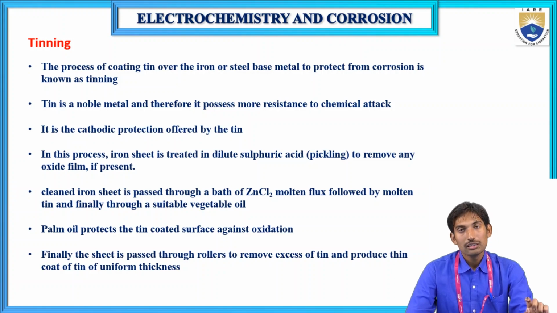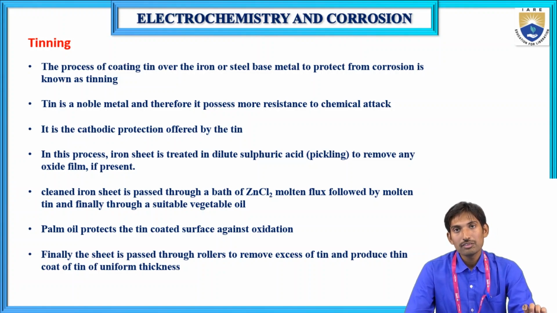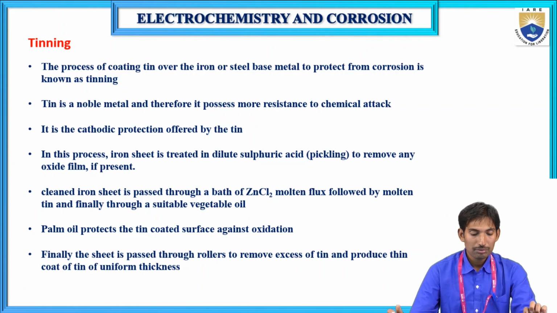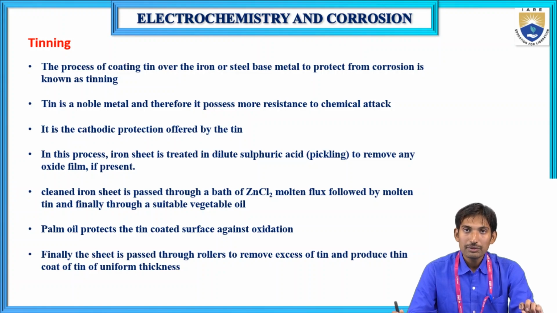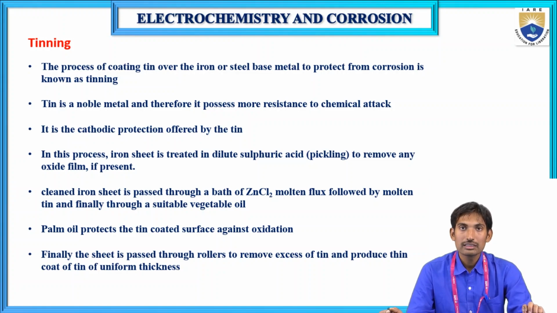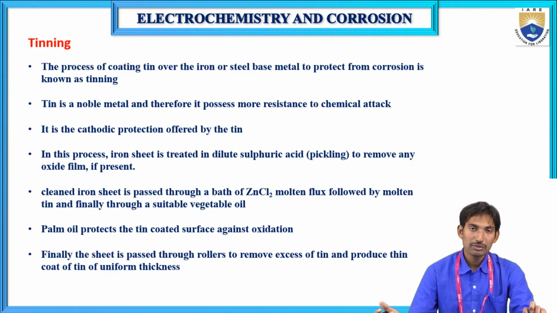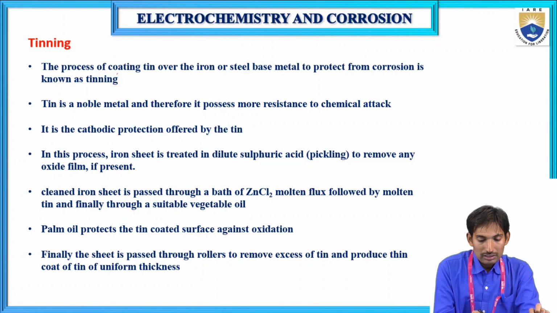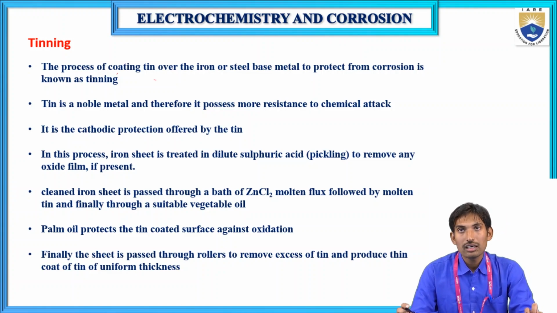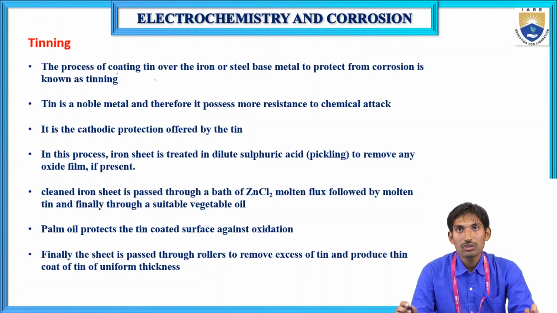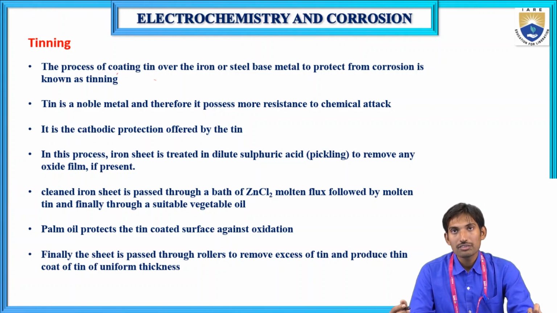Tinning is nothing but, in the previous case, our base metal was protected with zinc metal. But in the case of tinning, our base metal will be protected by using tin. In galvanizing, our base metal is protected with zinc, but in tinning, it is protected by tin metal. The process of coating tin over the iron or steel base metal to protect it from corrosion is known as tinning.